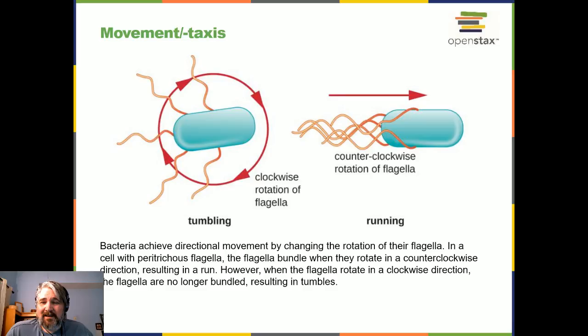Anyway, bacterial movement is based on either running or tumbling. When the flagella are rotating counterclockwise, that's a run. In the case of multiple flagella, they will work together and provide a propelling force in the same direction. When they are instead tumbling, when the rotation of the flagella is clockwise, they will be uncoordinated and just kind of rotate in place.